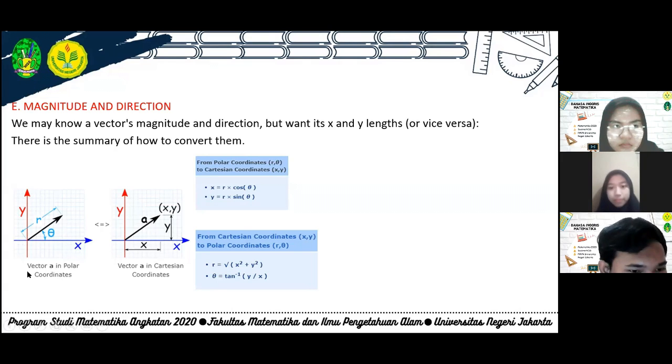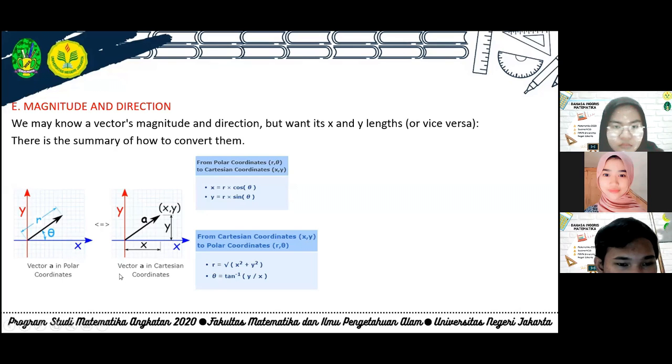You can see this vector A is in polar coordinates, and this is vector A in Cartesian coordinates.